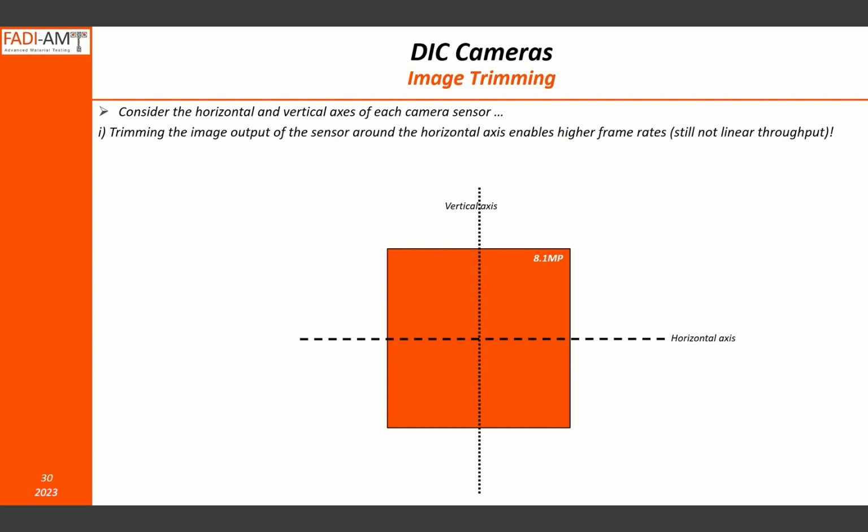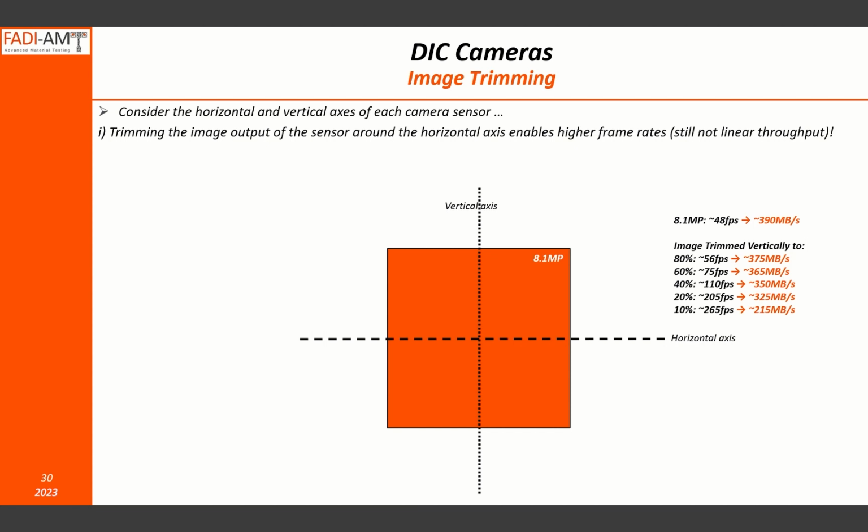Let's take the first case. I have an example sensor here, which is the 8 megapixel sensor. This is one of our favorite sensors for all of our testing. If you take this sensor as is, 8 megapixel will give you about 45 to 50 frames per second, depending on the vendor, around 390 megabytes per second throughput.